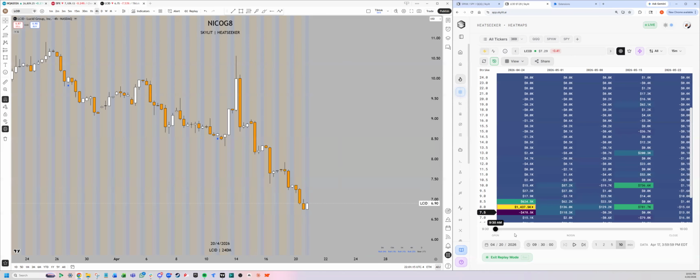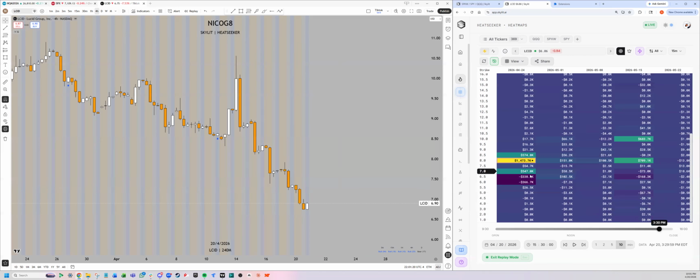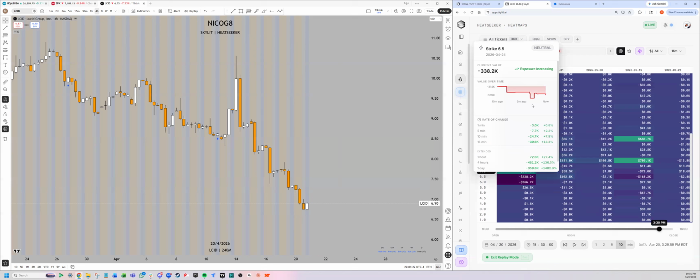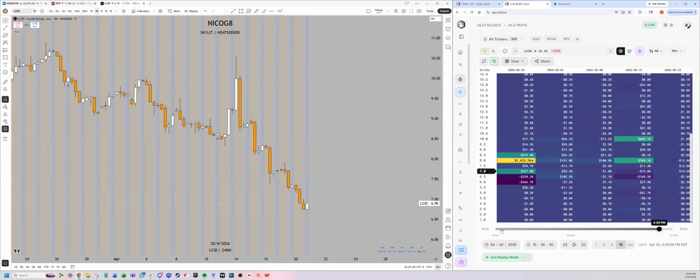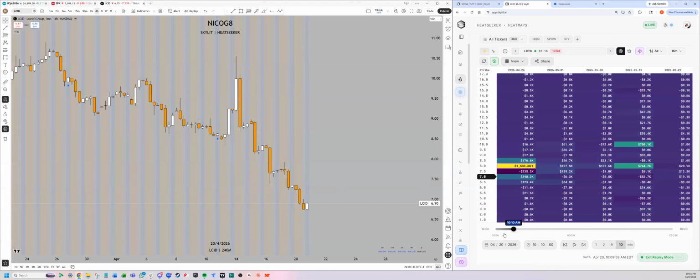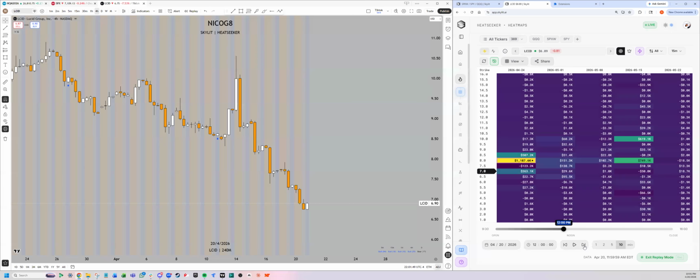Just to show y'all, if I switch over here to 330, you see how the 6.5 node has completely ballooned in the past day, and even in this last 30 minutes, this node doubled. We ended at 700. So right now some of that downside is growing, which is not a great sign, but it looks like that $8 node is getting stronger.